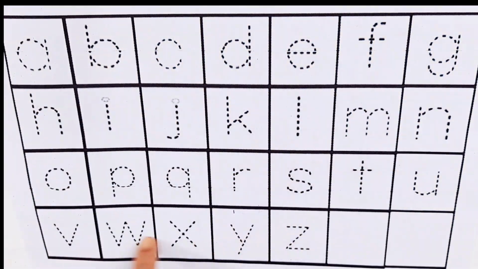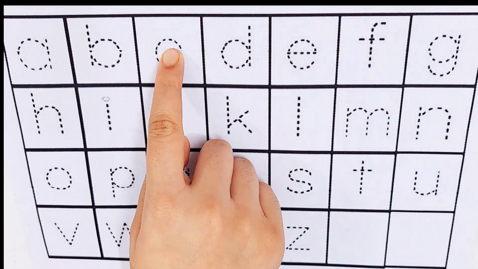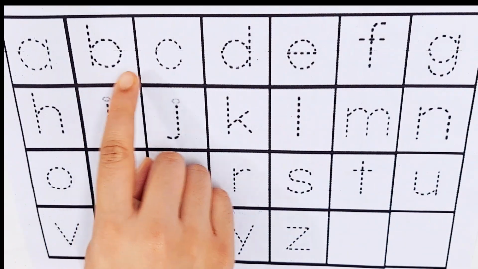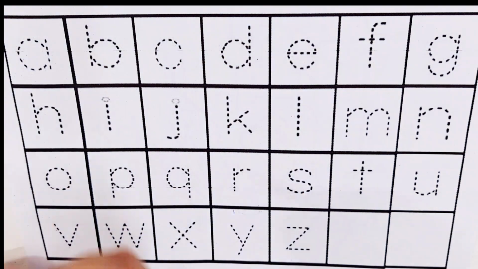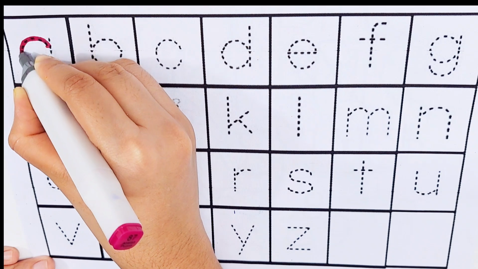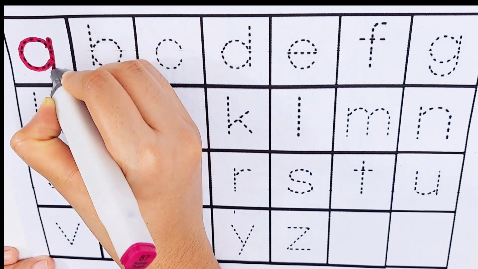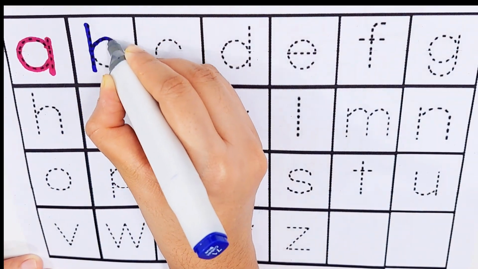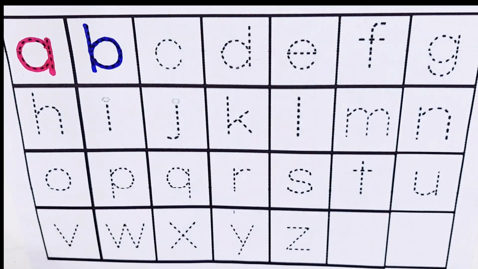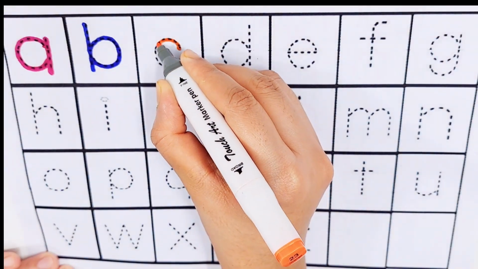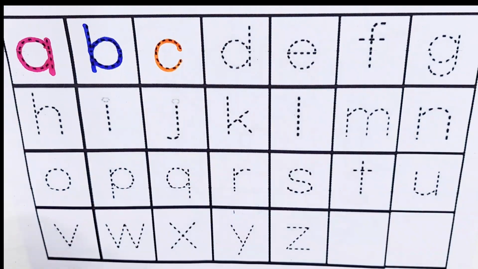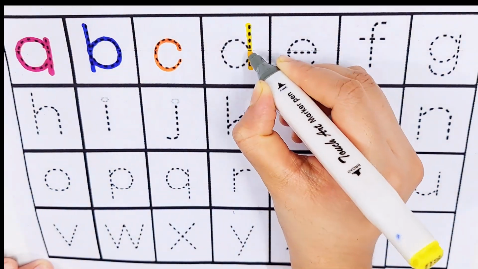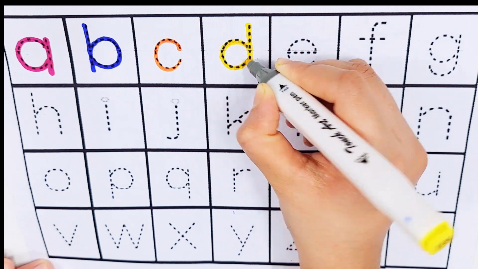Today we are trying to learn some alphabets. Small letters A, B, C, D. A for apple. B for bus. C for cucumber. D for dolphin.